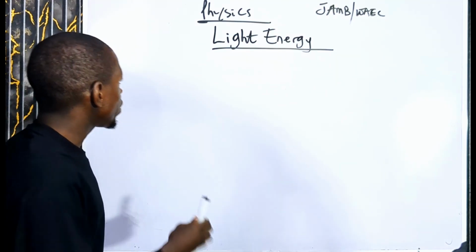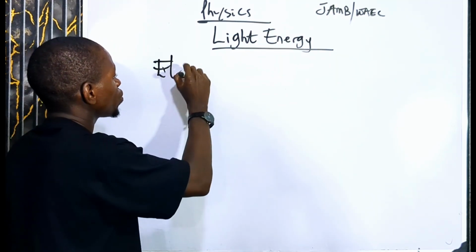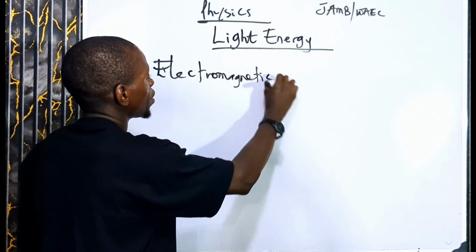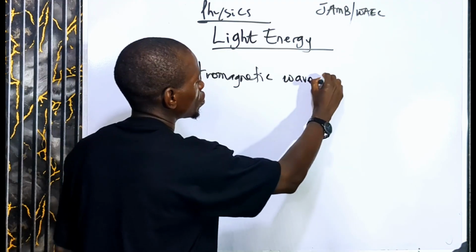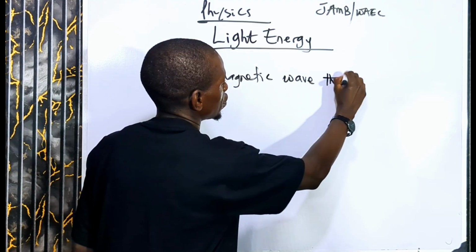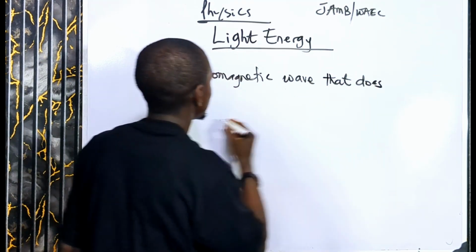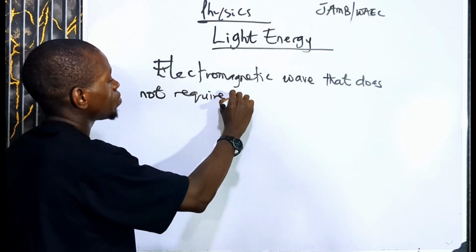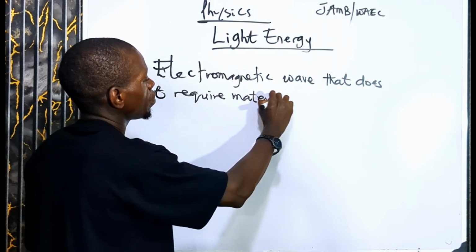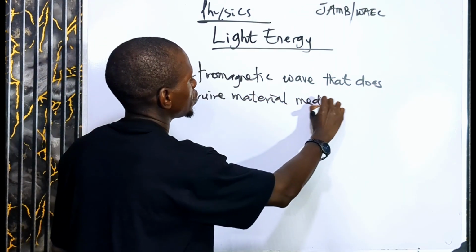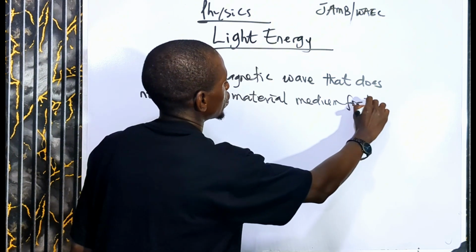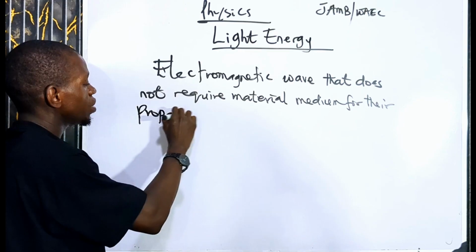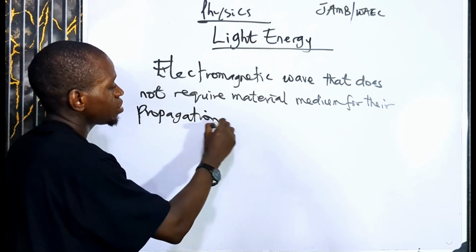Now, electromagnetic waves are those waves that do not require what? Material medium for their propagation. They don't require a material medium to carry them, and that is what we call electromagnetic waves.